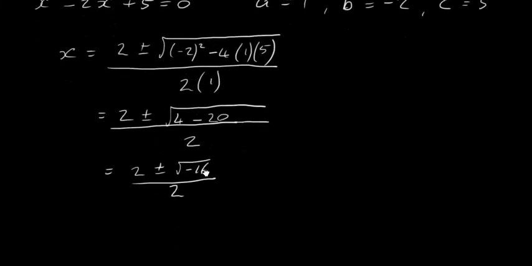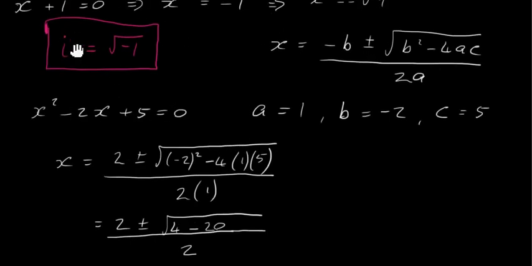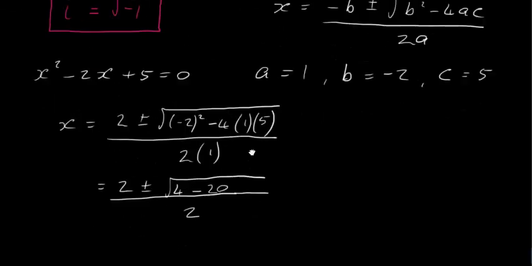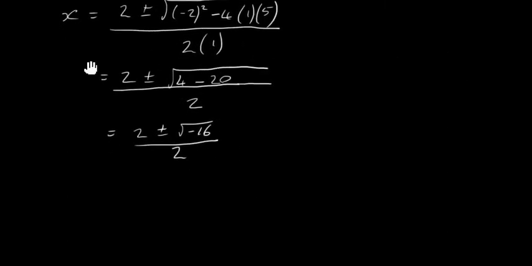Now the problem with this is we end up with a square root of a negative number here. We can't actually do that up to now, but we now know, as we've seen up here, that i is the square root of minus 1. So if we take that square root of minus 16, I'll just work over here.